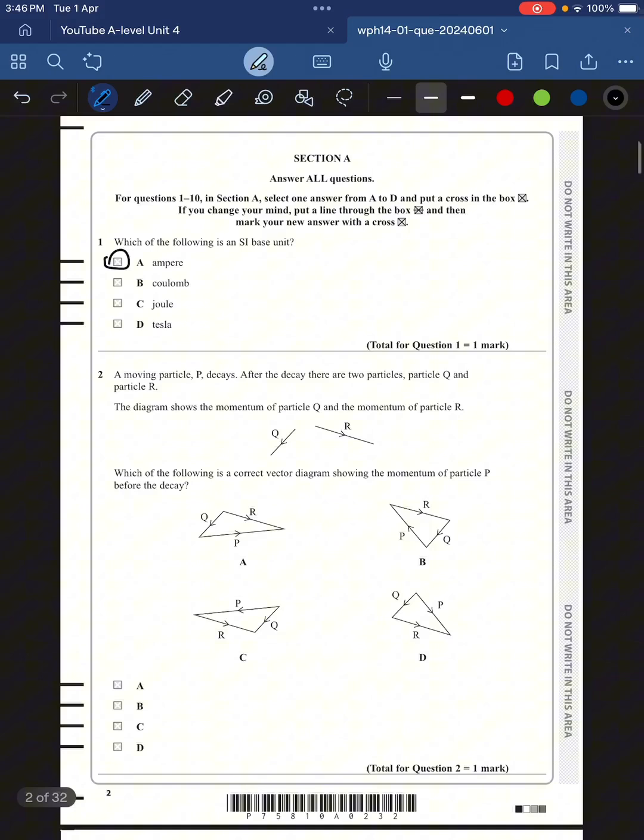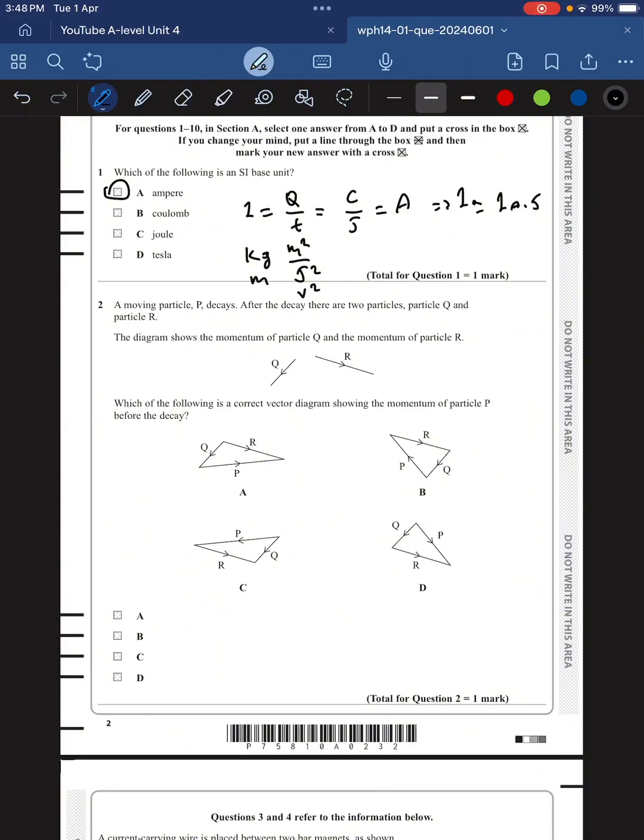Coulomb is a derived unit because current is charge per second, for example. So charge is in coulombs, time is in seconds, and this is equal to ampere. So 1 coulomb is 1 ampere times seconds, so it's not a base unit. Same for joules. Energy is measured in units of kilograms for mass, and meters per second squared for velocity squared, so that's also not a base unit, and so on and so forth. Now let's move to question 2.